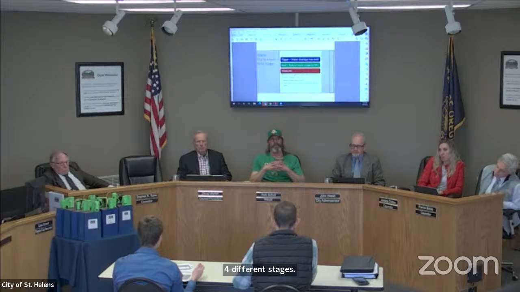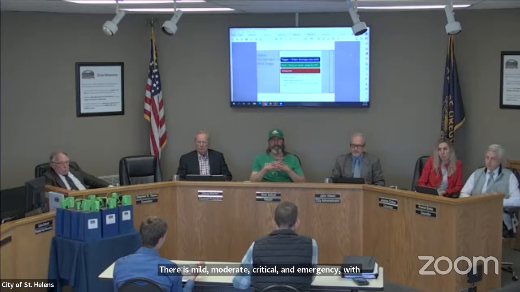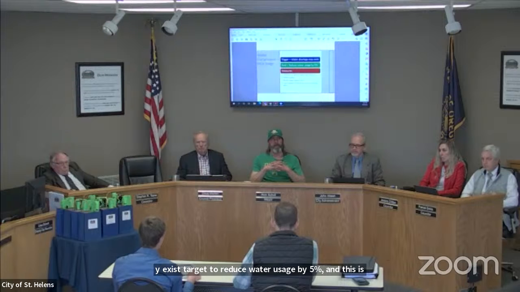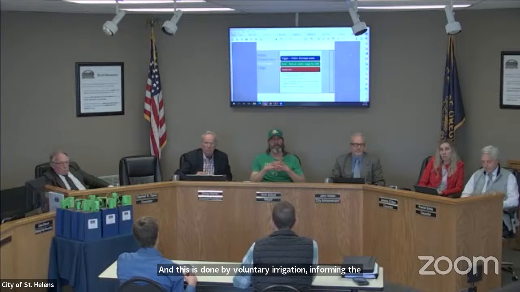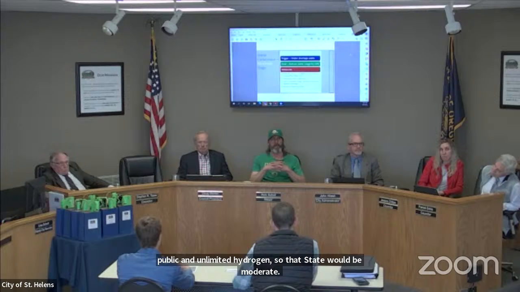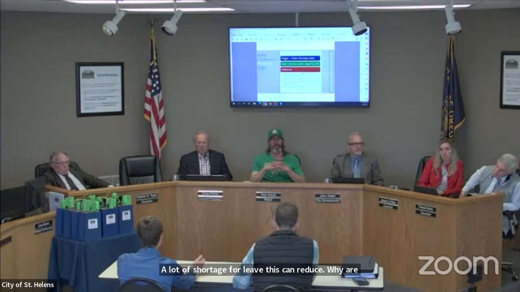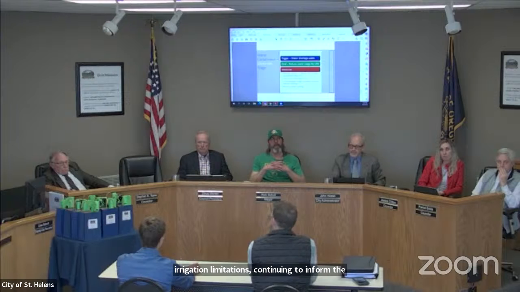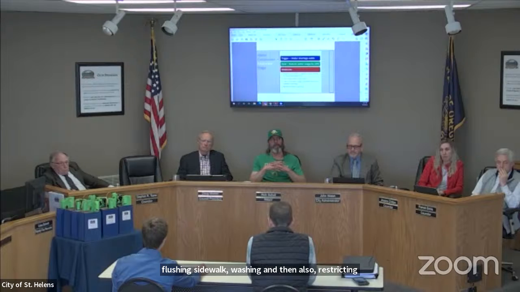With mild, the trigger is that a water shortage may exist, with a target to reduce water usage by 5%. This is done by voluntary irrigation, informing the public, and limiting hydrant flushing. The next stage would be moderate, and this is if a water shortage surely exists, trying to reduce water usage by 10%, continuing to enforce or recommend voluntary irrigation limitations, continuing to inform the public, continuing to limit flushing, sidewalk washing, and also restricting vehicle washing.